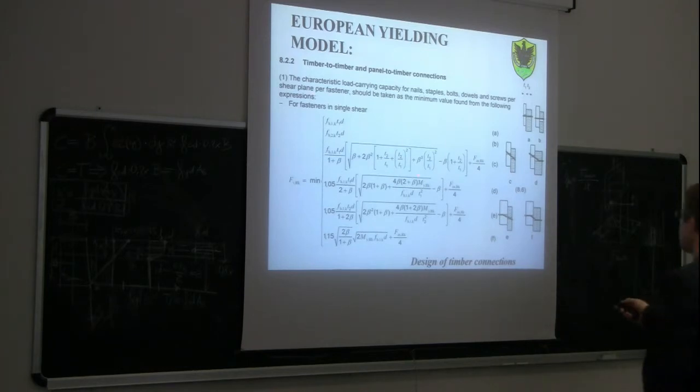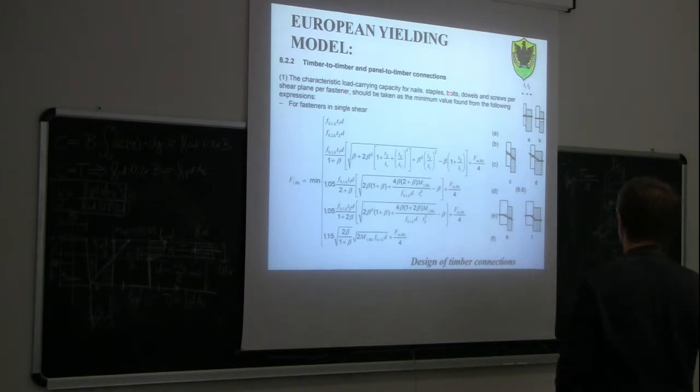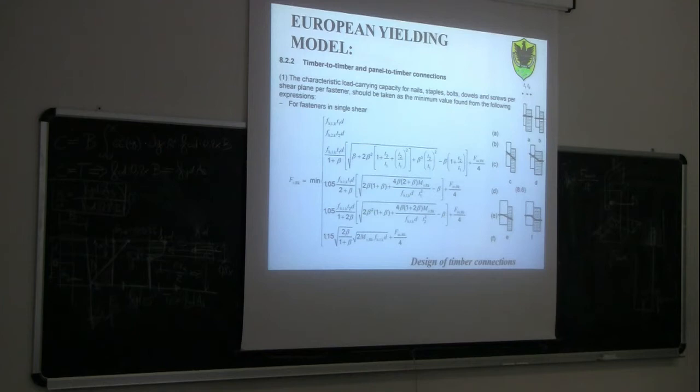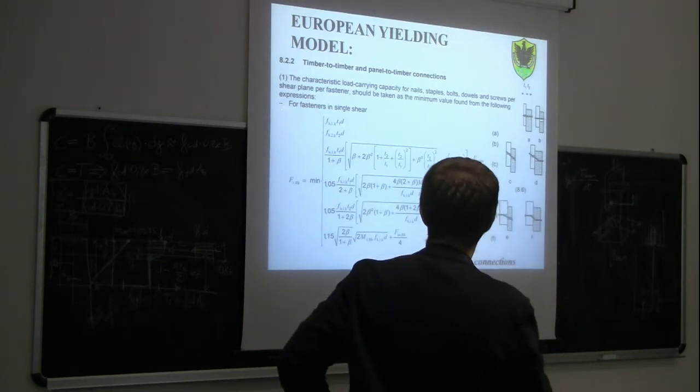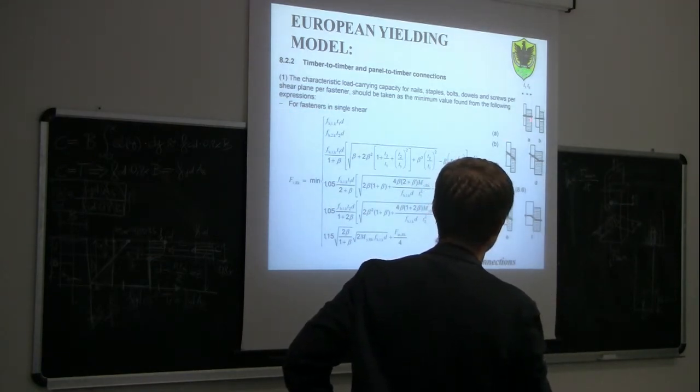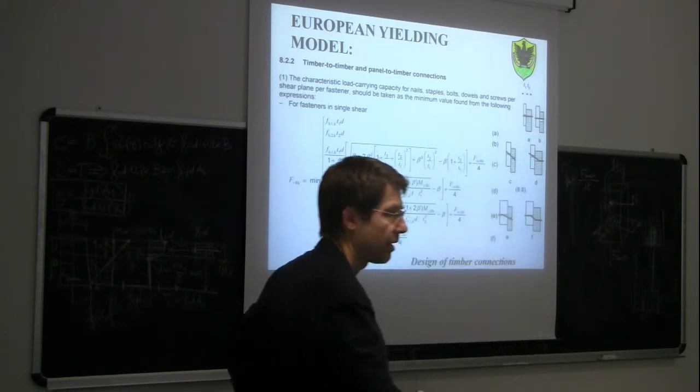So the characteristic load carrying capacity for nails, staples, bolts, dowels, and screws per shear plane per fastener. Those formulas are always related to the characteristic load carrying capacity per shear plane and per fastener. So if you have 3 fasteners, you need to multiply this value by 3. If you have 2 shear planes, you need to multiply those values by 2. Here we see the fastener is in single shear, which means that you have 2 pieces of wood, and you connect them using a fastener, a dowel.